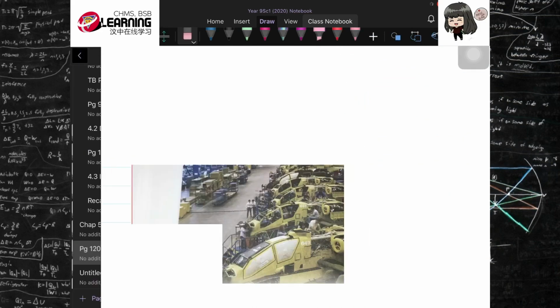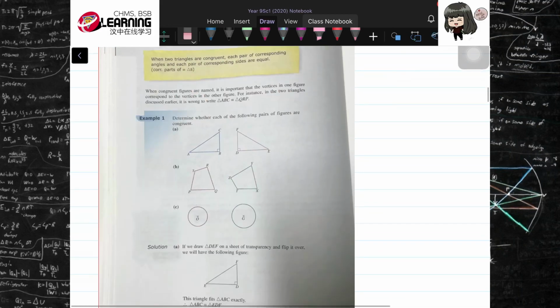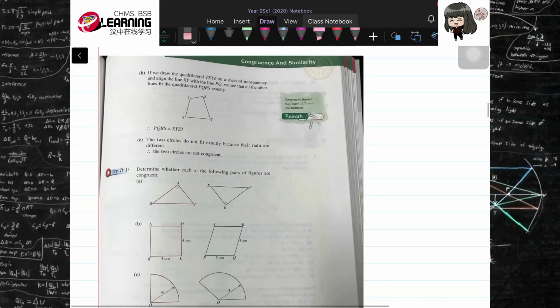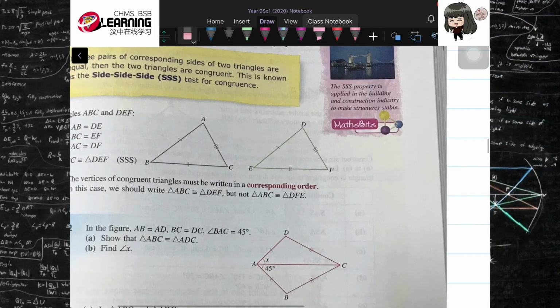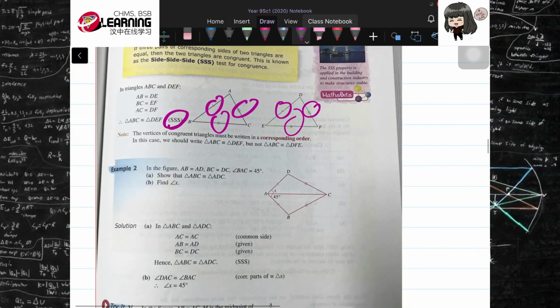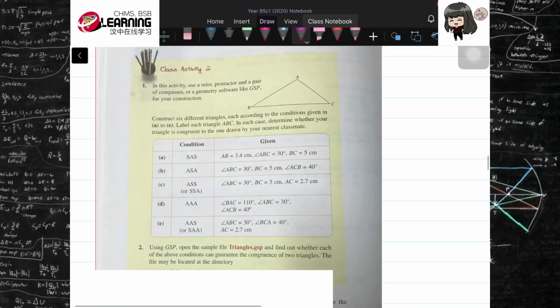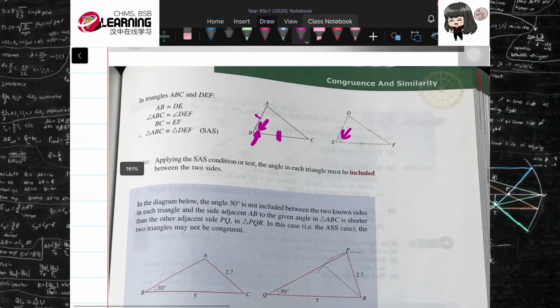Okay, I show you from the textbook here. Congruent figure. This is side congruence test. So the side same with this side, this same with this, and this same with this. So this is SSS. And then if we have side angle side, the angle must be included between two sides. You see this side here, and this side, and this angle is in between these two sides.